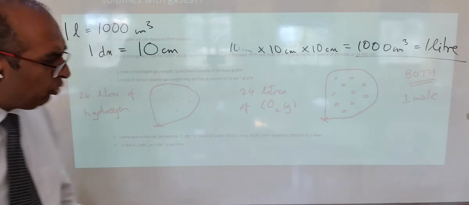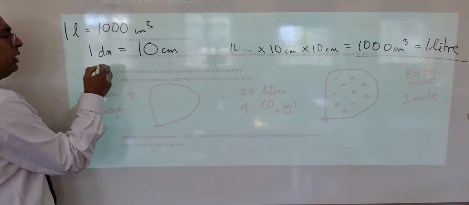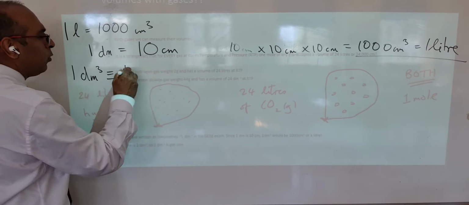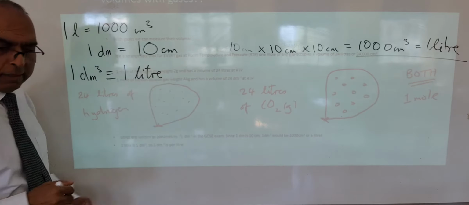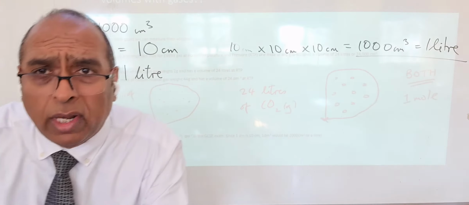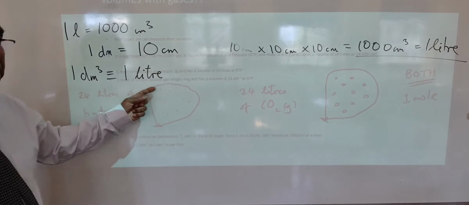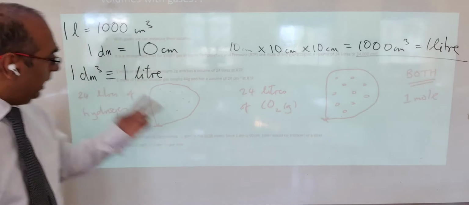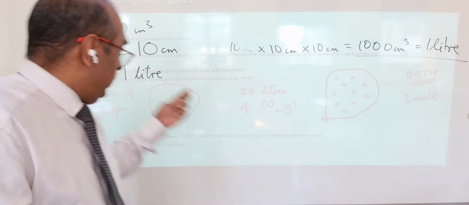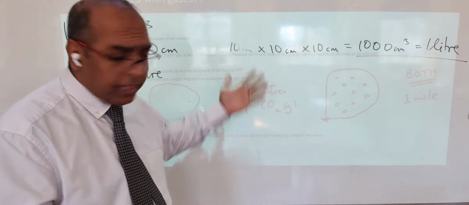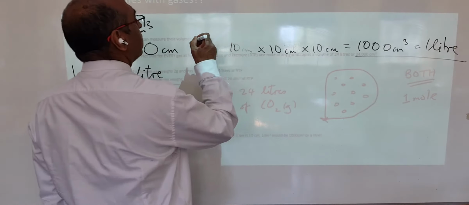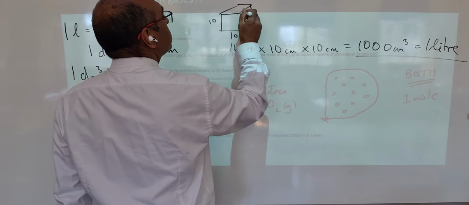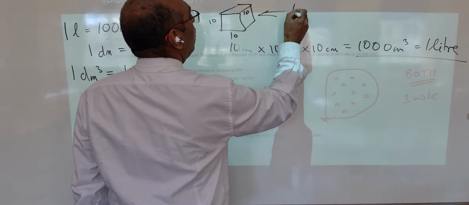So why am I saying all of this? Well, you need to know that 1 decimetre cubed is exactly the same as saying 1 litre. Our syllabus may call it a litre, but it's more likely to call it a decimetre cubed. And a decimetre cubed is exactly the same as a litre. The reason for that is a decimetre cubed would be a cube that's 10 centimetres by 10 centimetres by 10 centimetres. That kind of cube would be 1 litre.